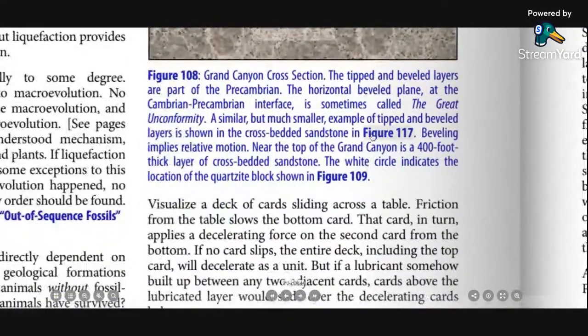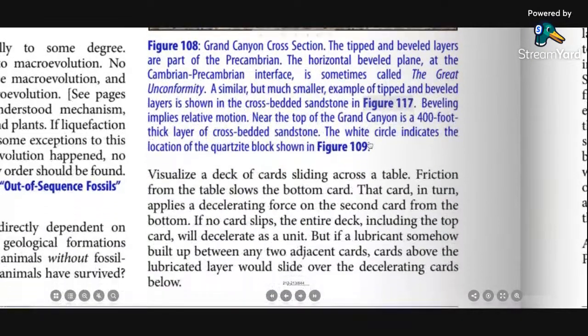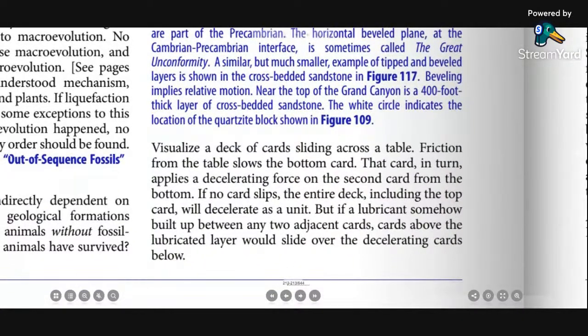Visualize a deck of cards sliding across a table. Friction from the table slows the bottom card. That card, in turn, applies a decelerating force on the second card from the bottom. If no card slips, the entire deck, including the top card, will decelerate as a unit. But if a lubricant somehow built up between two adjacent cards, cards above the lubricated water would slide over the decelerating cards.